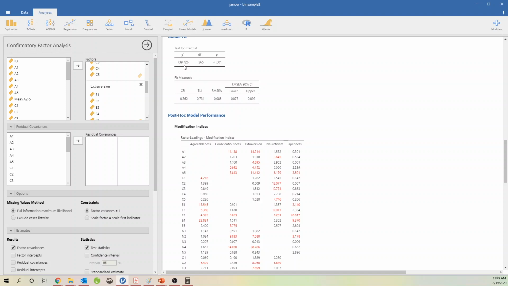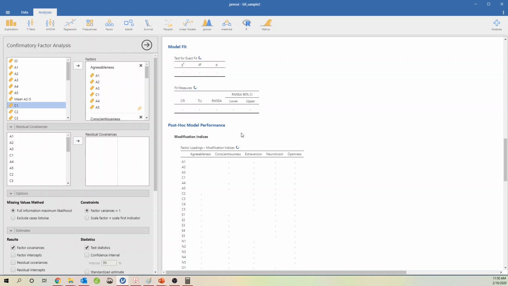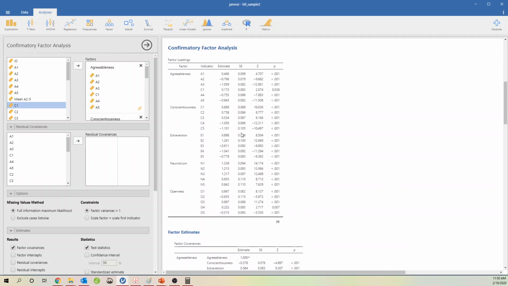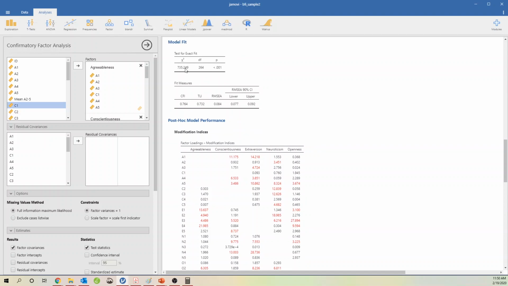Right now it's 739. We're going to include that C1 in there, and it should go up to about 743. It'll take a little second to figure itself out again. Okay, there you go. So now you see it's been included in this list. It's no longer included in there. And then we have 735. So it made that improvement that we talked about.